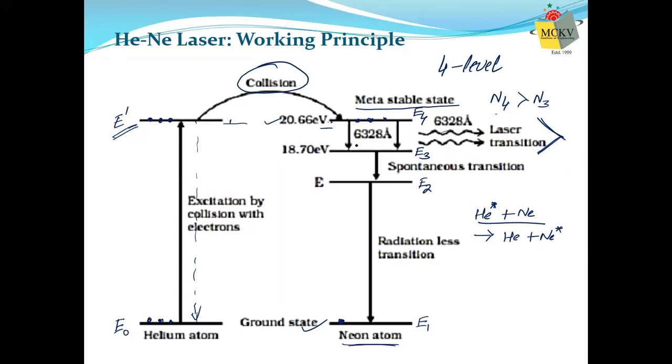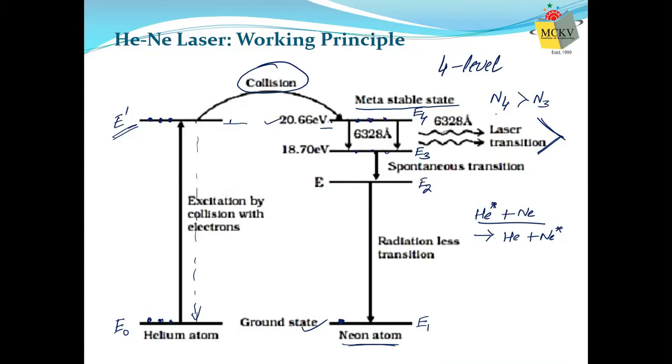Now, whenever the atoms are de-excited to E3 by spontaneous and stimulated emission, E3 is a normal energy level, so atoms will not stay. They will automatically come down to E2. E2 is also a normal energy level. They will not stay. They will come down to E1. So you started the atoms from E1, and they are coming back to E1. But meanwhile, the lasing action is done.